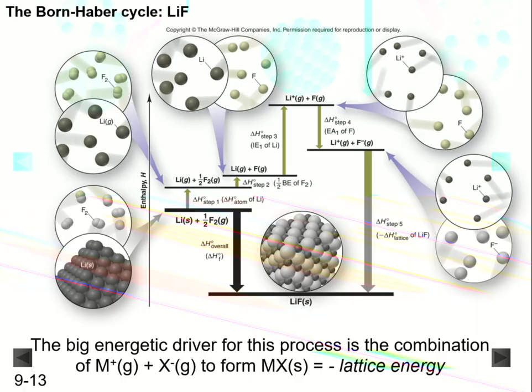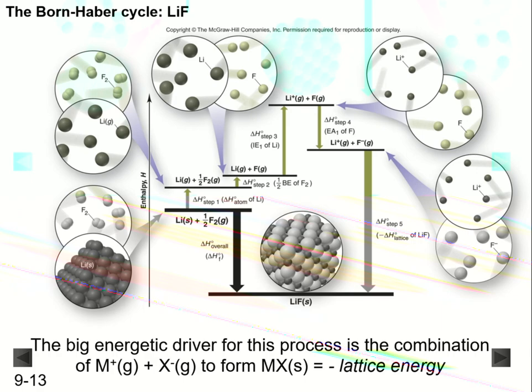And then the next step, now we have a lithium atom gas and a fluorine atom gas. I can remove 1 electron from lithium. So that's the first ionization energy of lithium. Remember that from back in chapter 8. So that's a nice big number, and that gets us up to lithium ion gas plus fluorine gas. And there will be an electron there also.